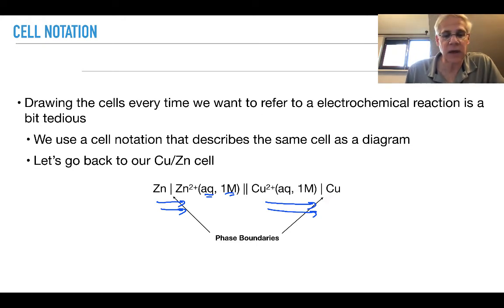And then we also have those two lines right in the middle there. And that represents our salt bridge. That represents a physical barrier between the species, between the zinc 2+ and the copper 2+. It tells us that they are not in contact with each other, and that's where the salt bridge goes.